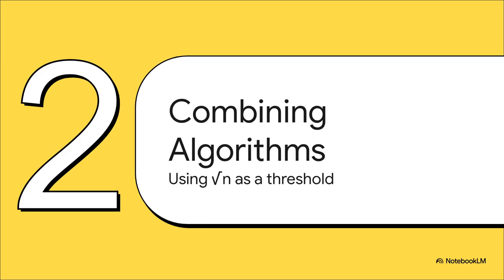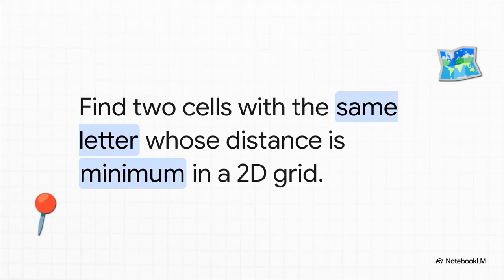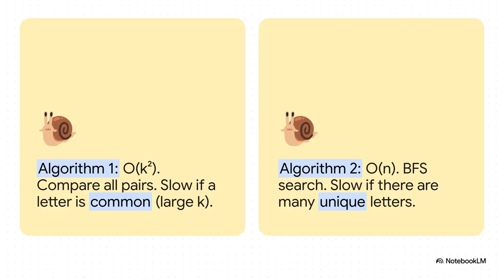Okay, next up, let's see how we can build on this. The square root idea isn't just for chopping up data. It's also a really powerful way to combine two totally different algorithms, using √n as the point where we decide which one to use. Let's think about a new problem. We're given a grid full of letters, and our job is to find the pair of identical letters that are closest to each other. Now, we could try to solve this in two kind of naive ways.